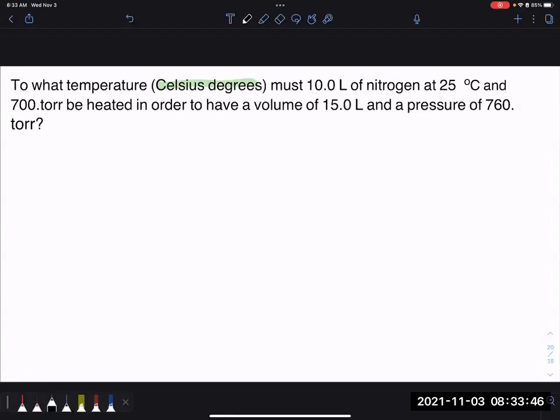So first we're going to have temperature, right? Because it's asking us for temperature. This is one of those questions where the order that they give you these things in can be tricky, because it says "to what temperature." So we know that we're going to end up at some end temperature. So this is actually going to be our T2.